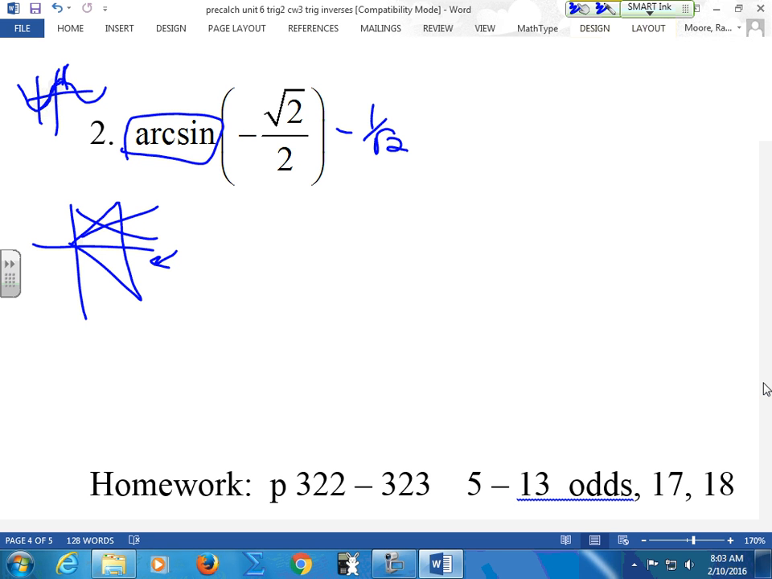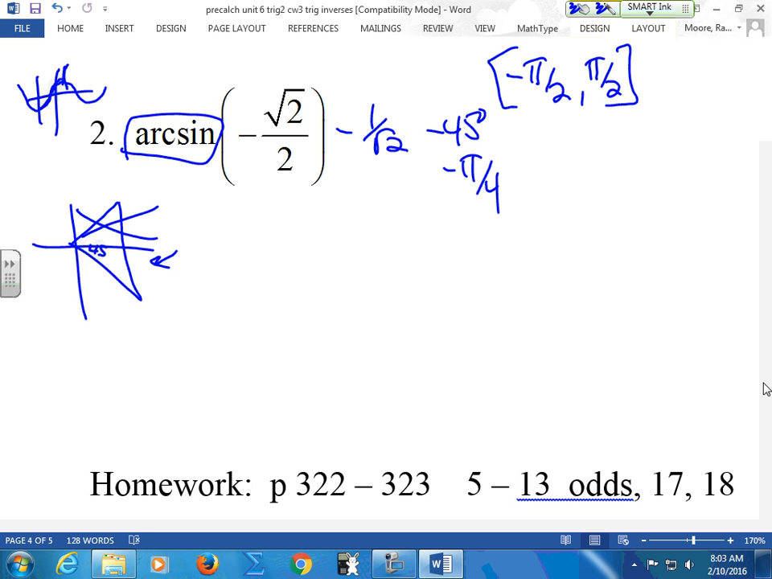This becomes, but here's the tricky part, a 45-degree angle. So what's my answer to this? My restricted, very good. Negative 45 degrees. My restricted domain is from negative pi over 2 to positive pi over 2. Negative pi over 4. And that's what your calculator will tell you also. It will give you negative 45 degrees.